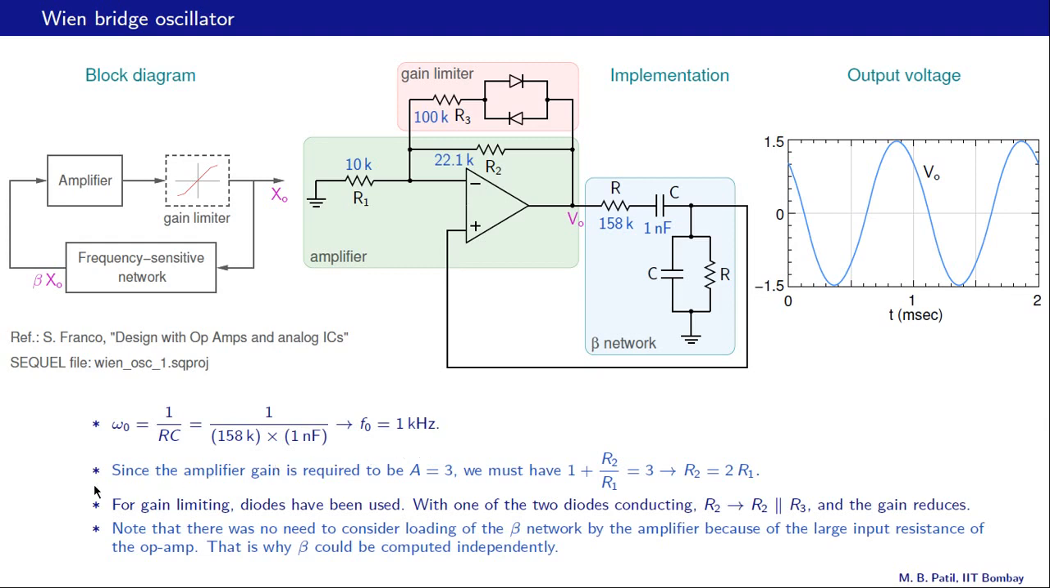Now, since the amplifier gain is required to be A equal to 3, as we saw in the last slide, we must have 1 plus R2 by R1 equal to 3, and that tells us that R2 must be equal to 2 times R1, and that is what we have over here. This is 10K, so this should be 20K. In practice, it is made slightly larger so that the oscillations get started at power up condition, and you can read more about that in this book.